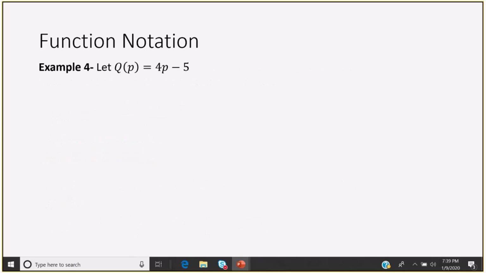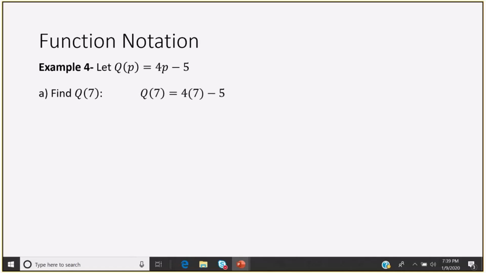So here's the function right here. Q of P is equal to 4P minus 5. This question doesn't really have a long-winded word application and tests flying around or anything like that, but that's perfectly fine. If you're asked to find Q of 7 and you're dealing with functions, you should think, okay, well, I have to locate which function is Q. I only have one, so that's easy in this case. And then I'm going to plug in 7 for my input.